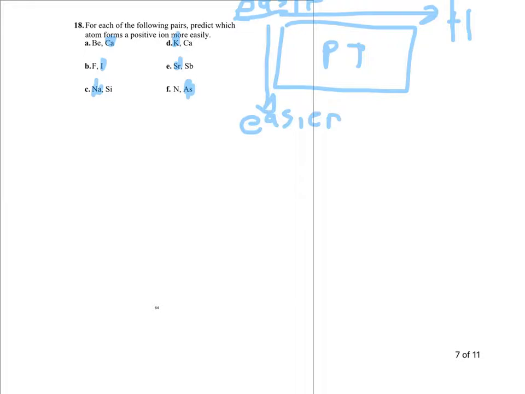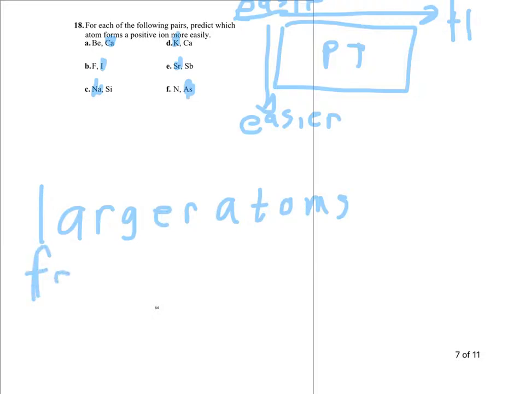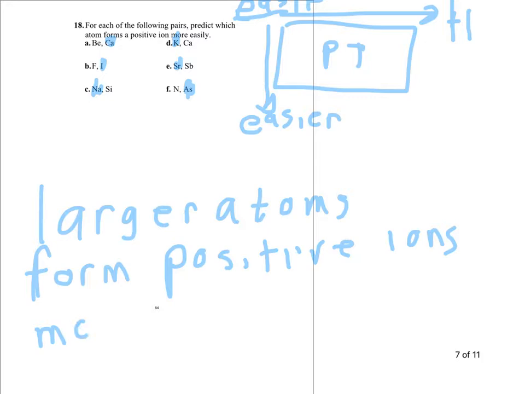Again, this is related to the size of the atoms. Thus, the larger the atom, the larger atoms form positive ions more easily.